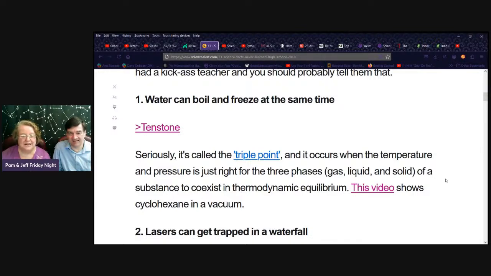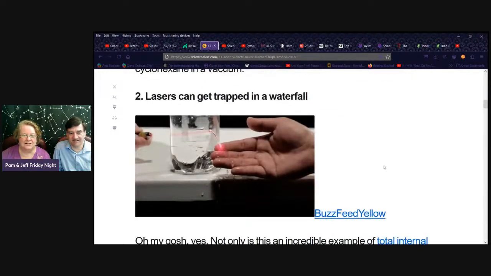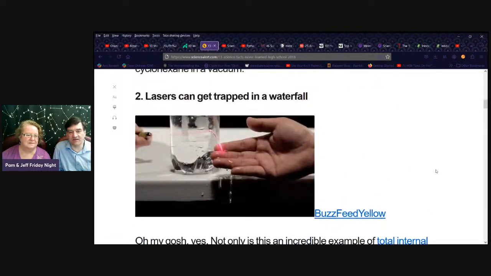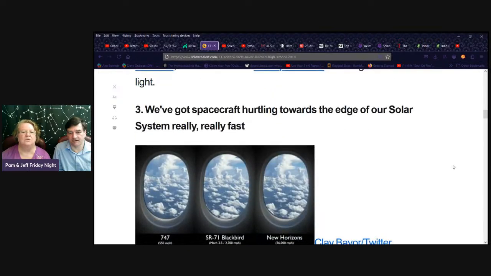Nice. There's the one about lasers getting trapped in a waterfall. That's a really good video. Basically they're using the water like a fiber optic. But it is interesting to see the light bend with the water that's leaking out of the bottle.